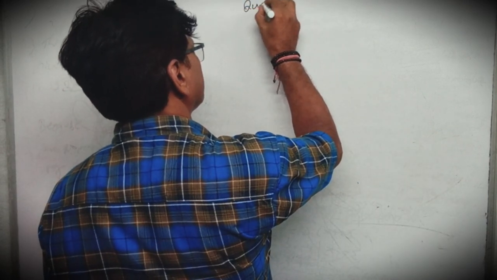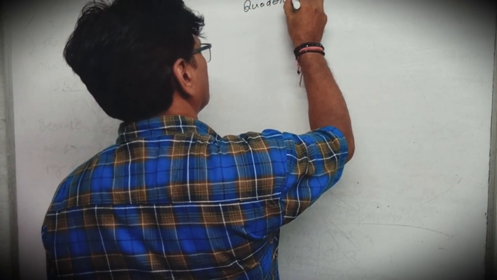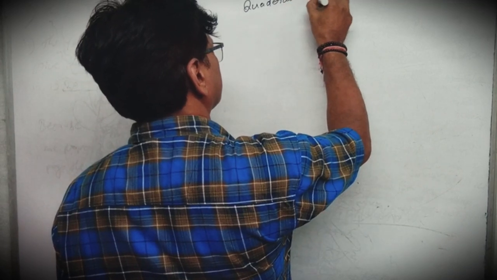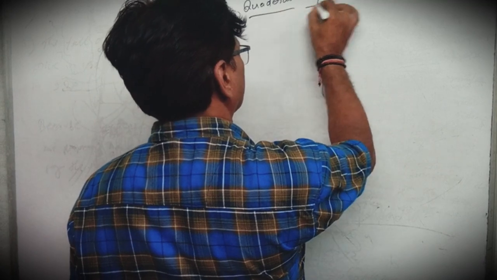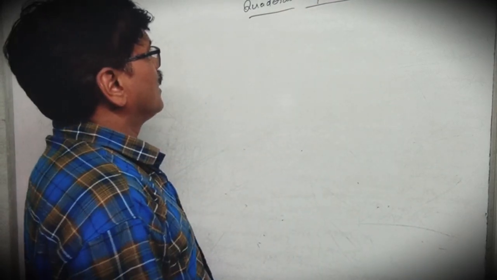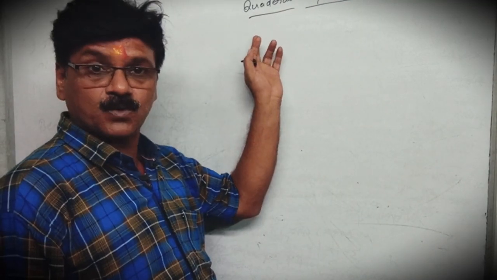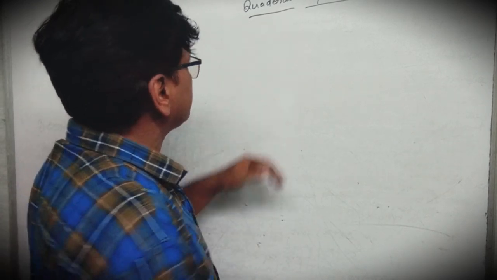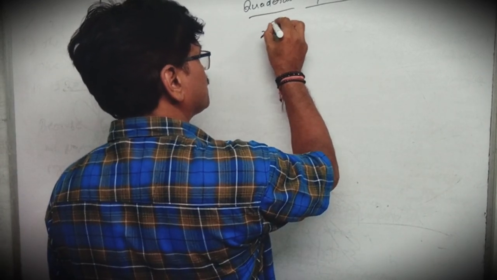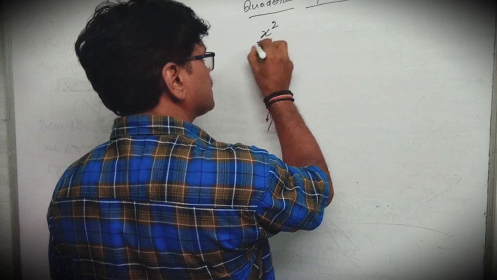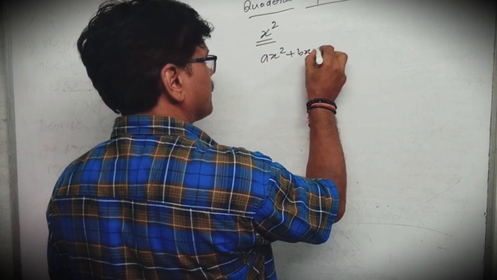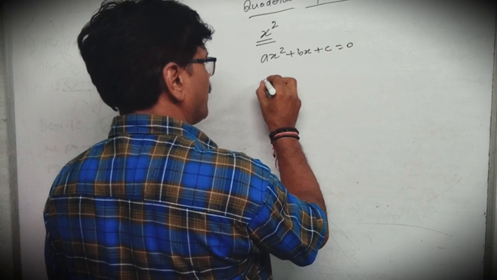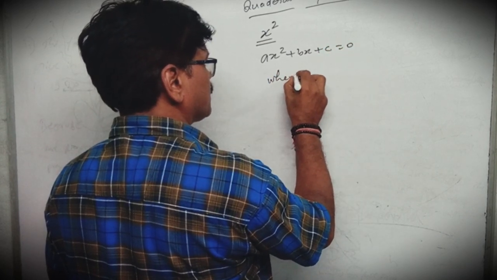Quadratic equation. Quadra means 4, but here you will see that if the power of any variable is 2, that is called a quadratic equation. This is the general formula: ax square plus bx plus c is equal to 0, where a is not equal to 0.